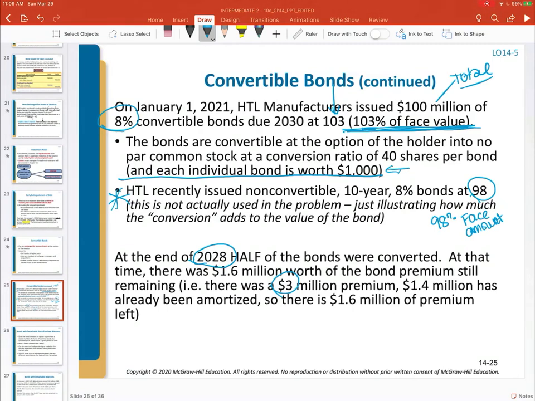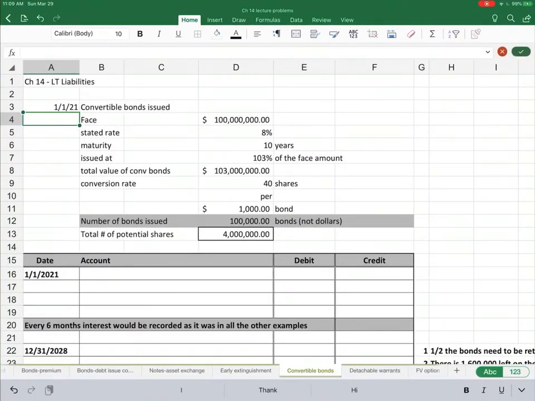So our journal entry is going to have to include removing the bonds from our books and putting the common stock on our books. So that's why we need to understand what that premium value is at the time of conversion. Okay, so let's take all of that information. Again, we can see it here listed. We issued for a face amount of $100 million.